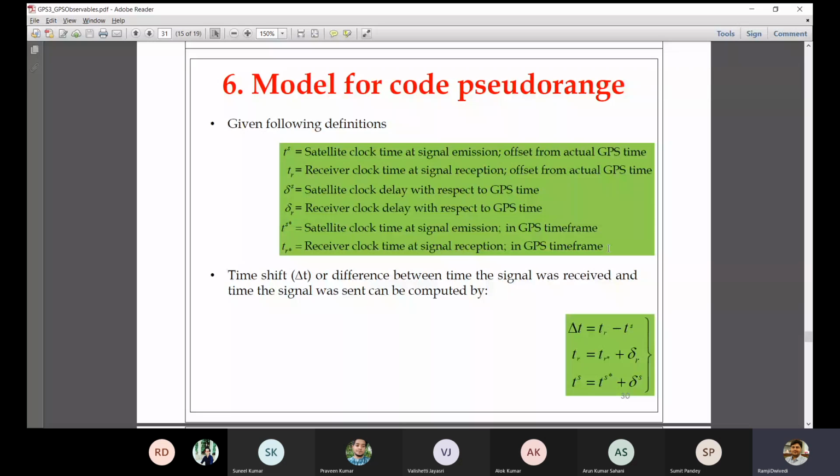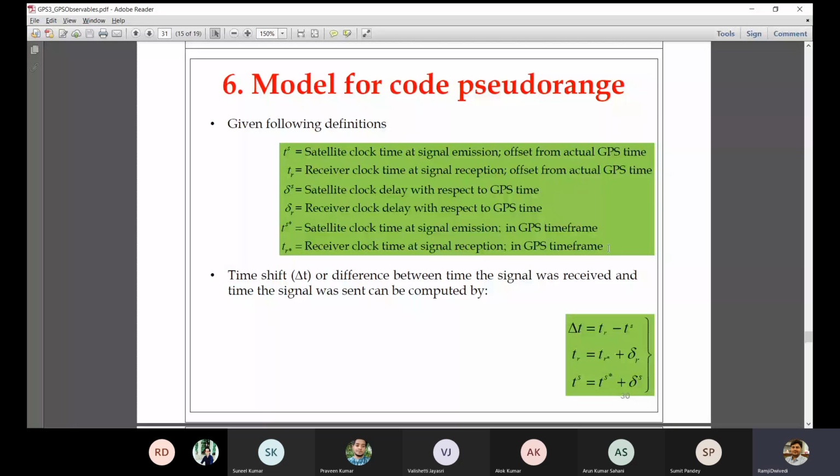If you mark a line as GPS time, the offset of the GPS satellite clock is delta S, and the offset of the receiver clock is delta R. If that is the case, then what would be the actual time in the GPS time frame? That is written as TS star and TR star. So TS is nothing but TS star plus delta S, and TR is TR star plus delta R.